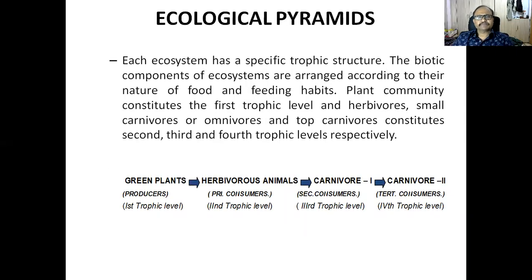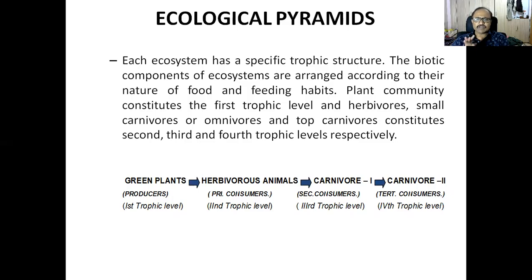Hello students. The ecological pyramids. We know each ecosystem has a specific trophic structure, means a specific arrangement of animals according to their food and feeding habitats. Animals are arranged according to their food and feeding habitats. And in the food chain of an ecosystem, the green plants are the food producers. We call it the producer level.